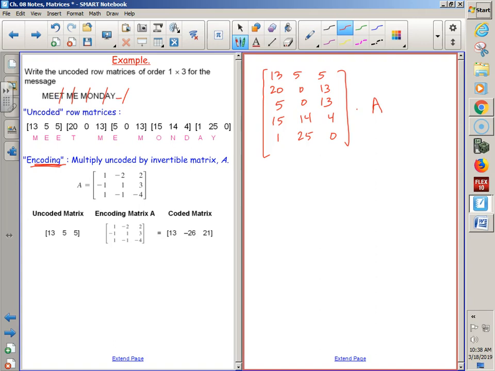I'm going to make a big old, well, how long did my message end up being? 1, 2, 3, 4, 5 by 3. Sure. I'm going to throw one 5 by 3 into my calculator, multiply it by my encoder, and then I'll get my mixed up message.